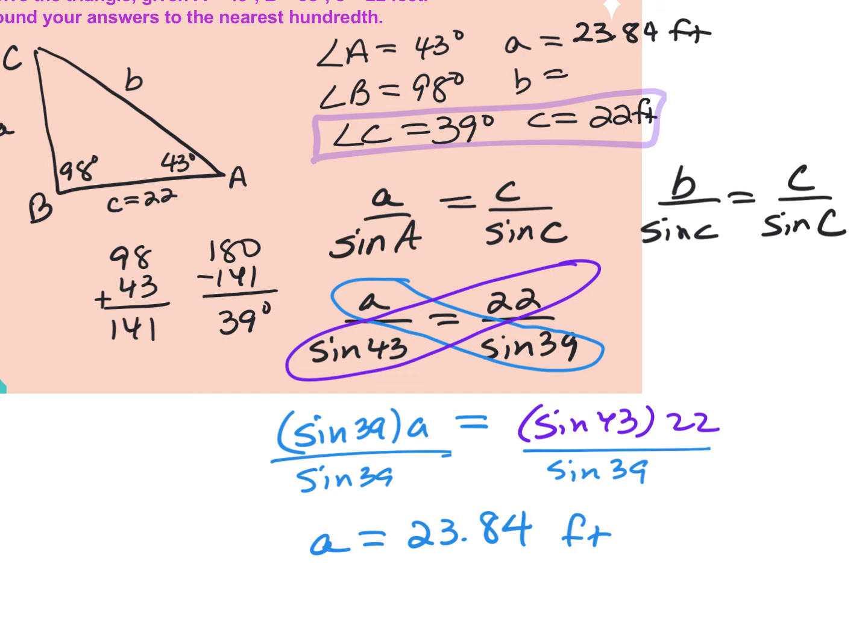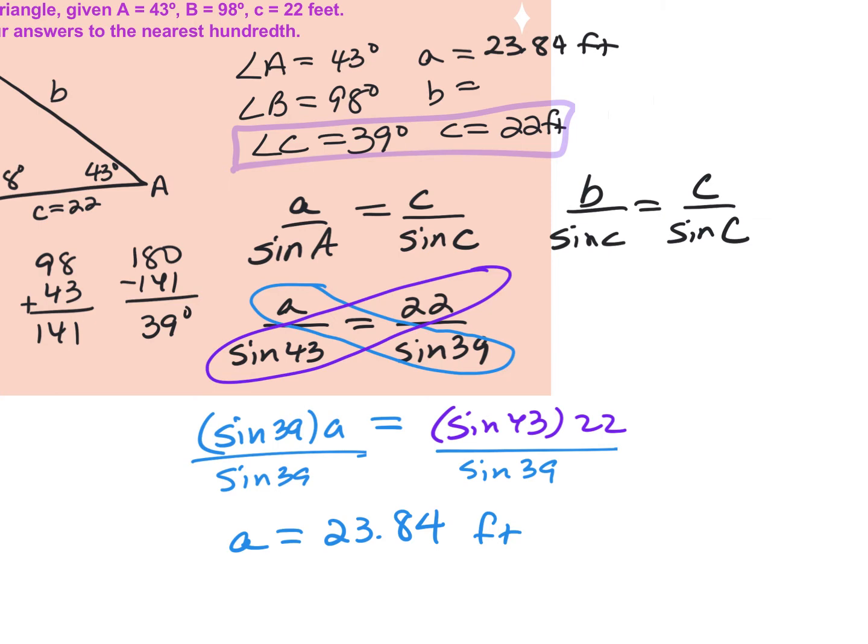And now I can find side B. Again, let's fill it in. I don't know side B, so side B over sine B. Angle B is 98, so the sine of 98 is equal to 22 over the sine of 39.